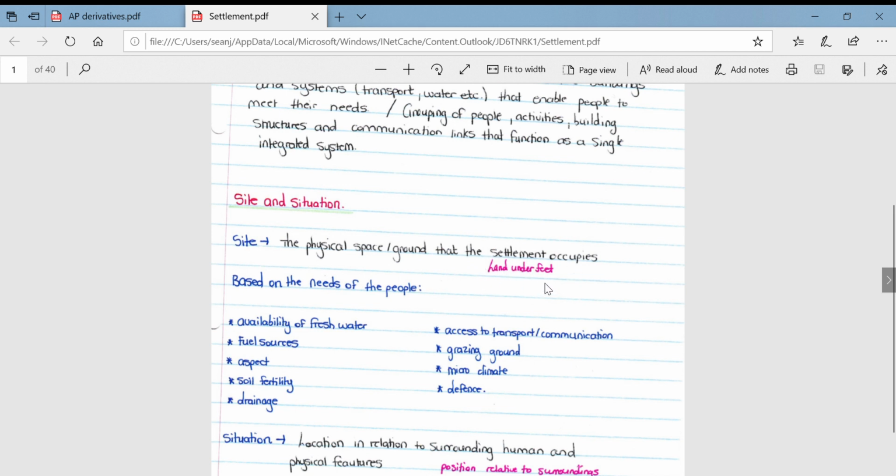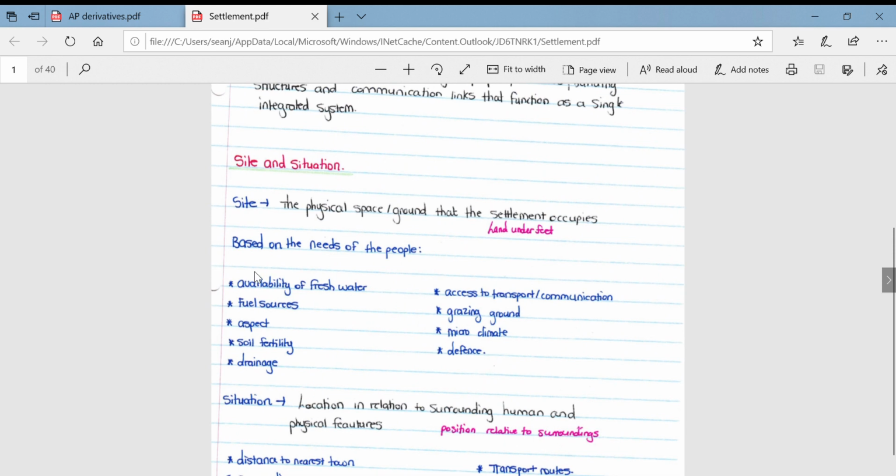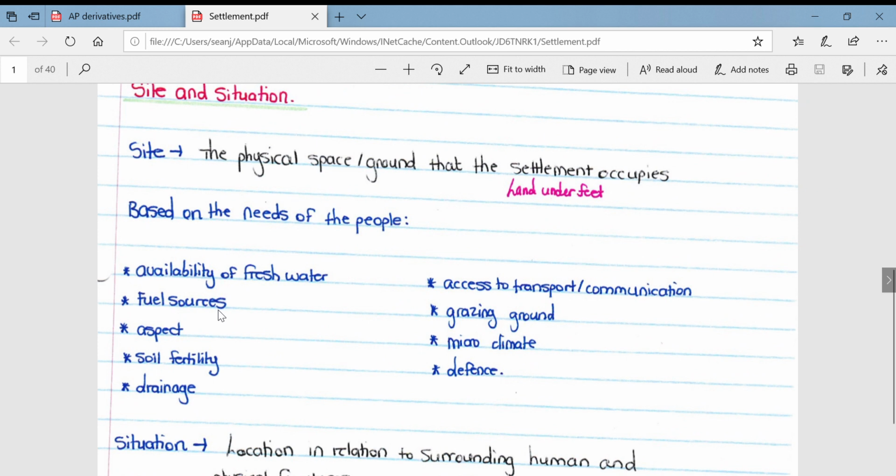It is the land under your feet. It is based on the needs of the people. Some of the site factors include availability of fresh water, fuel sources, aspect, soil fertility, drainage, access to transport, communication, grazing ground, microclimate, and defense.